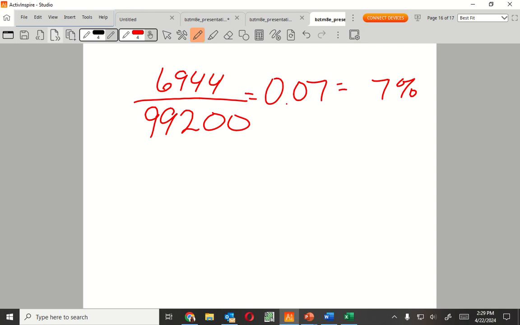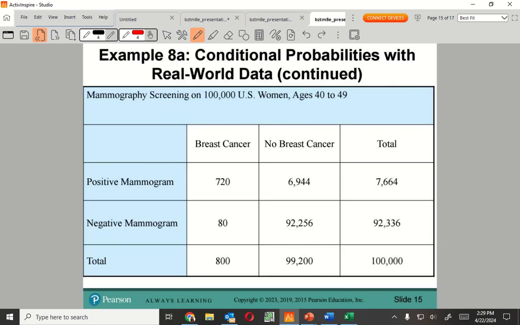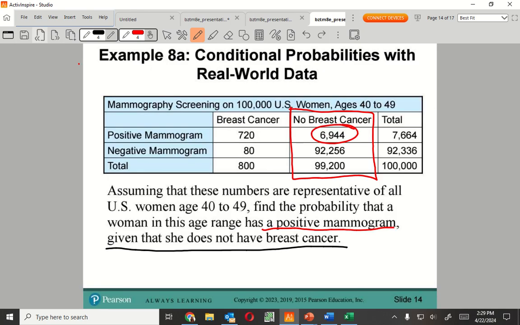So in reality, what this is actually saying is those women that don't have breast cancer also have a positive mammogram. So that means it's like a false positive. It is possible to have a positive mammogram and not have cancer. So it's a 7% chance. That make sense?